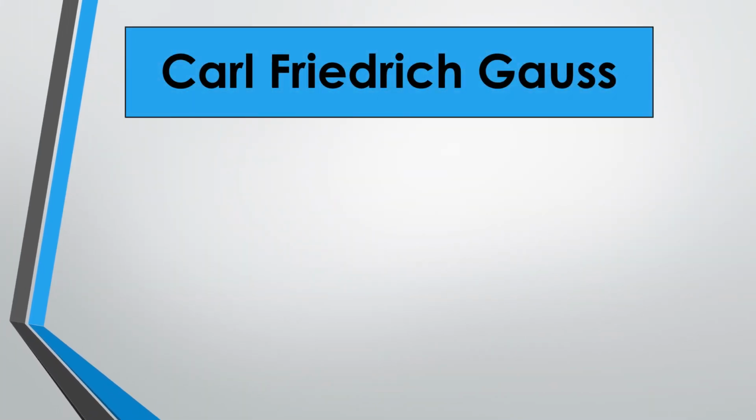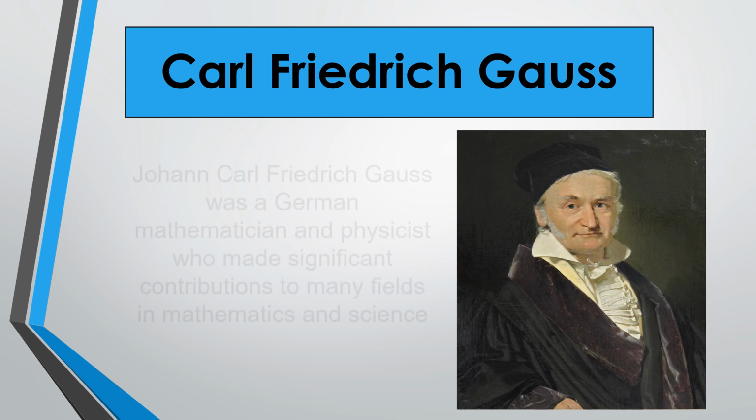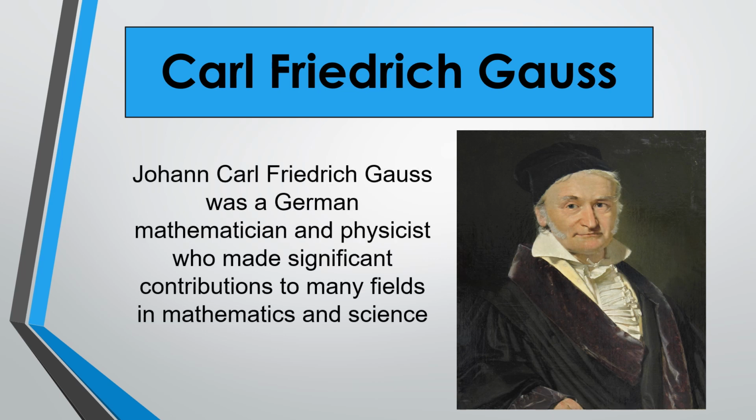Carl Friedrich Gauss was a German mathematician and physicist who made significant contributions to many fields in mathematics and science. This method is used to solve a system of linear equations by finding the value for the unknown factors to verify all the equations that make up the system.